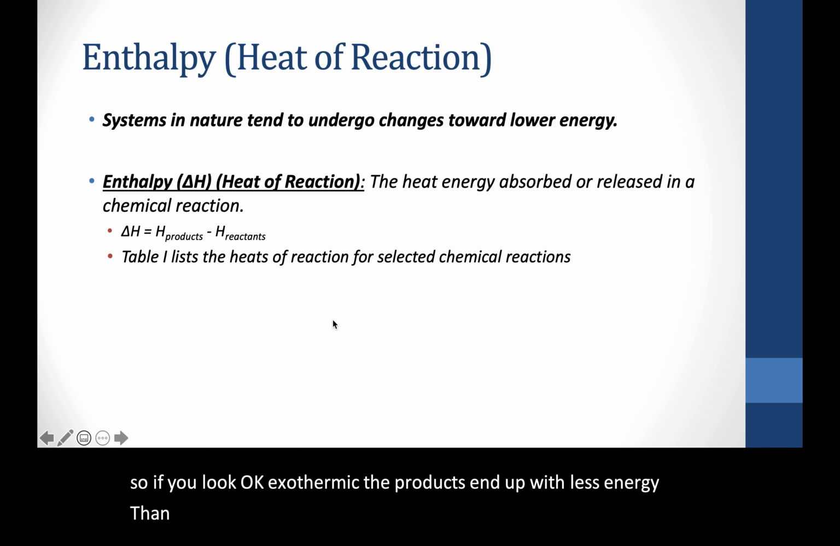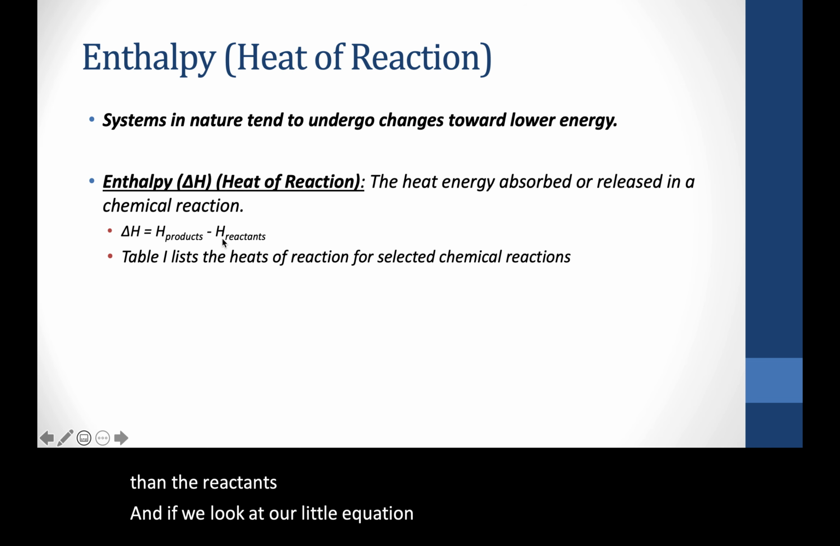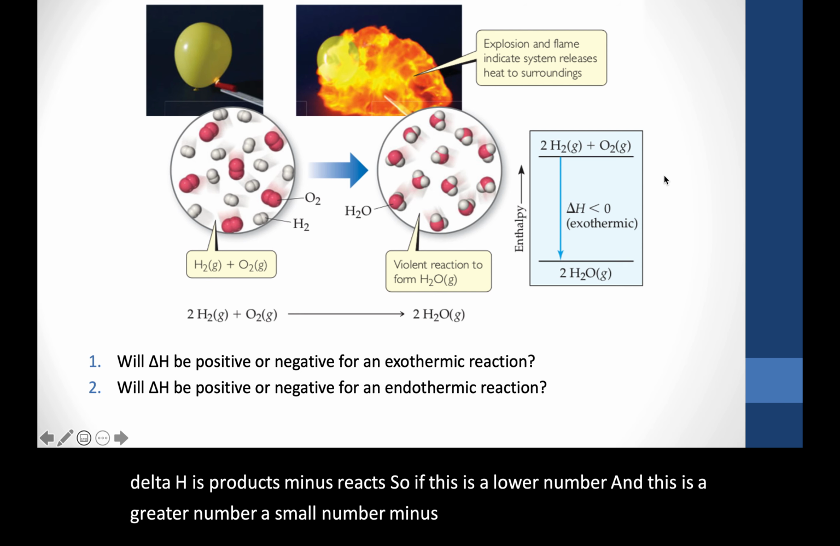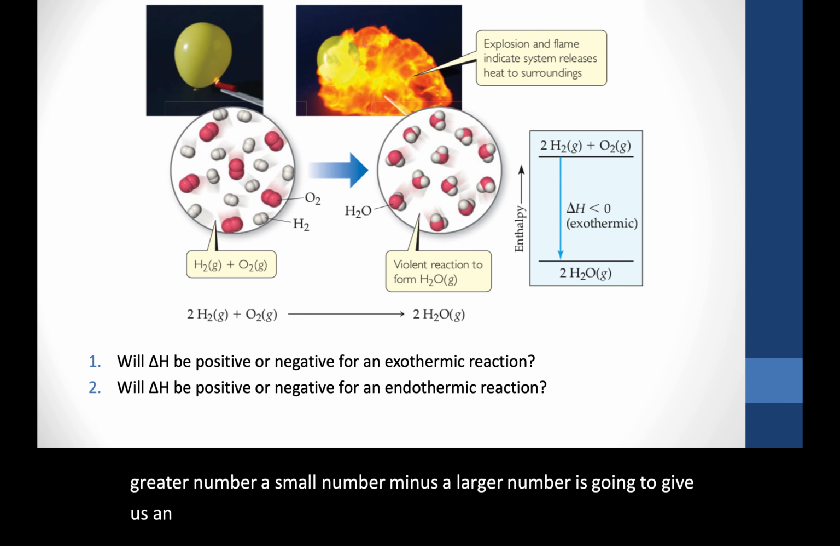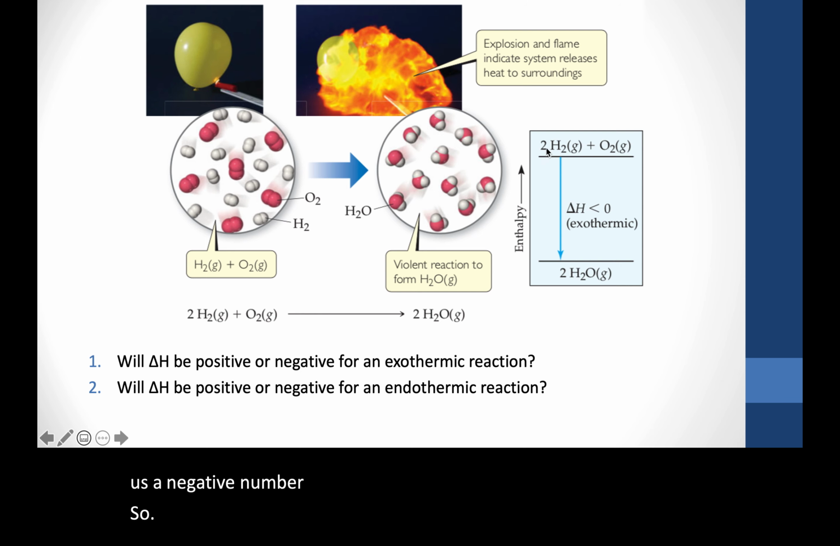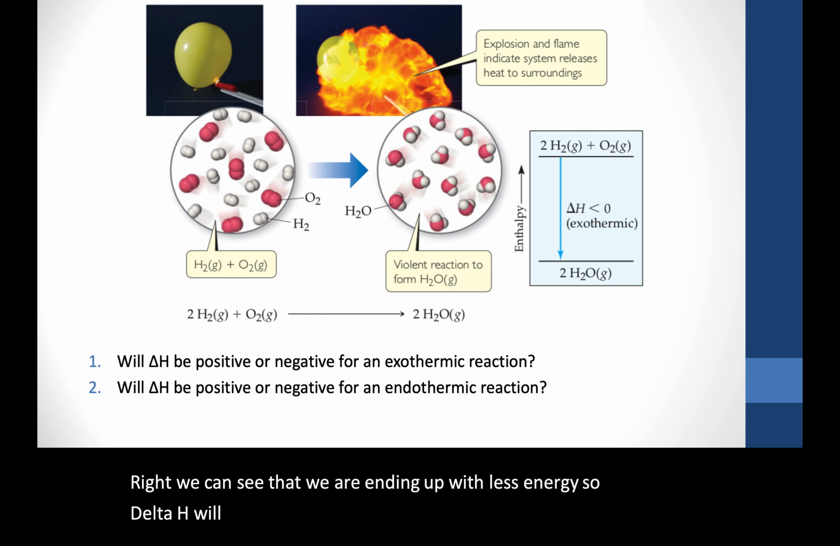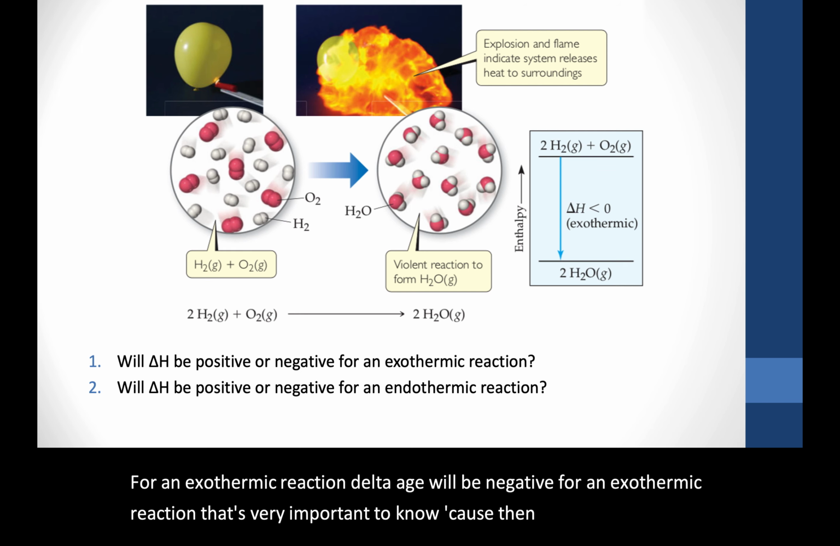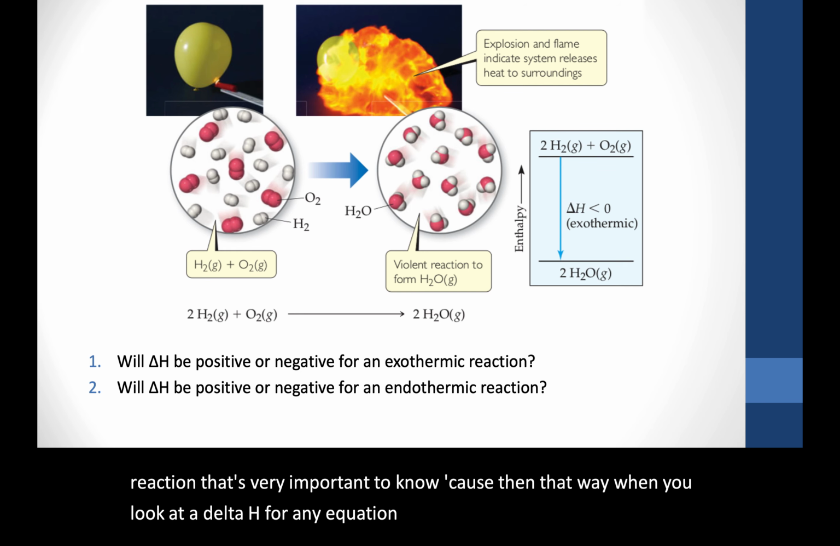And if we look at our little equation here, one way to think about it is delta H is products minus reactants. So if this is a lower number and this is a greater number, a small number minus a larger number is going to give us a negative number. Okay? So, right, we can see that we're ending up with less energy. So delta H will be negative for an exothermic reaction. Delta H will be negative for an exothermic reaction. That's very important to know, because then that way when you look at a delta H for an equation, you immediately know if it's exo or endothermic.